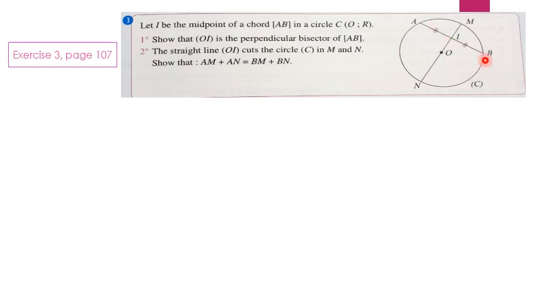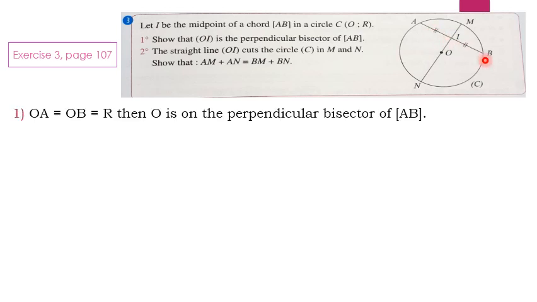What do you mean by perpendicular bisector? It's the perpendicular that passes through the midpoint of the segment. Here we have OA equal to OB, since radii of the same circle are equal, right? So I can say that O is equidistant from both extremities A and B. So O belongs to the perpendicular bisector of AB. Here I found the first point.